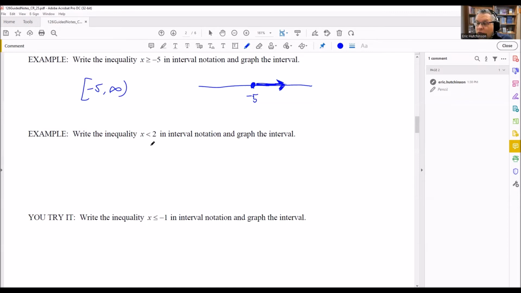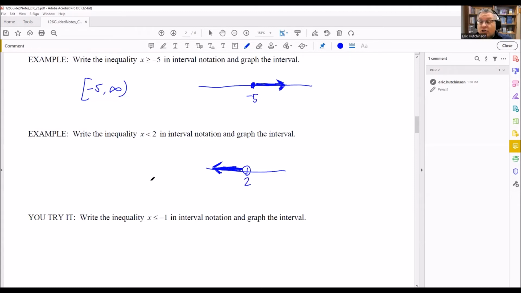The next one, we want to have x less than 2. So we'll start with 2. This has to have an open circle because of this symbol. There's no equal sign underneath, so it's an open circle. Now, less than means it's going to go to the left. So the arrow is going to go this direction, opening up to the left.